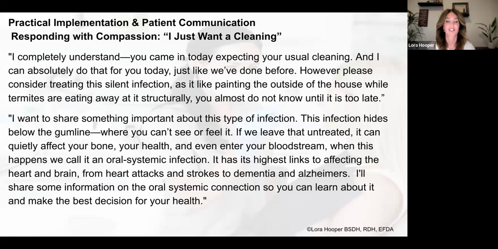We call this type of infection an oral systemic infection. It has some of the highest correlations to heart disease, to dementia and Alzheimer's, even to some cancers. So I just want to share some information with you. I'll give you that information to read and follow up on so you can understand what an oral systemic infection is and what the next best steps are. And if you're wondering that already, for you to make the best decision, the first place we would start is, after your cleaning today, we would get you scheduled to do a test and find out what's causing the infection and how aggressive it is, so you know how worried to be.